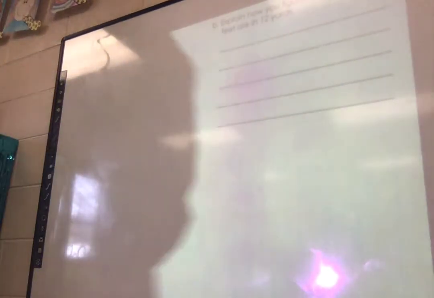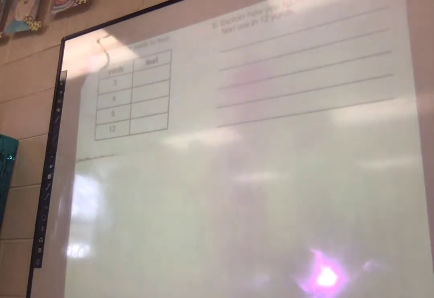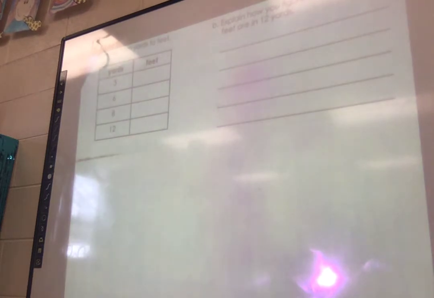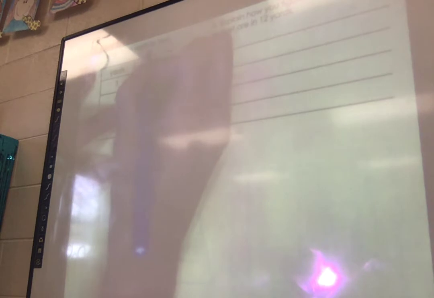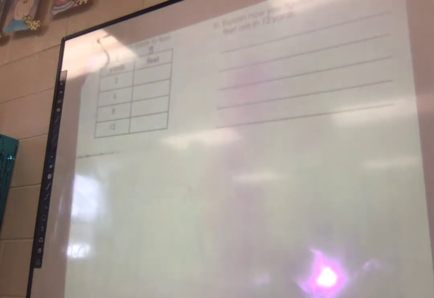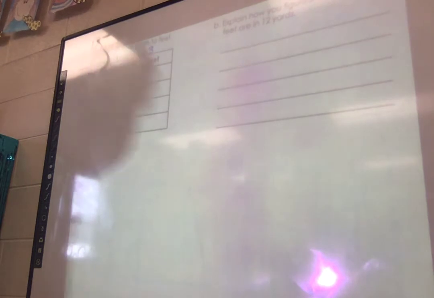All right, so we are talking about conversions. We are converting what units? Yards to what? Feet. Does anybody remember how many feet are in 1 yard? How many feet are in 1 yard? Amara? 3. There are 3 feet in 1 yard. That's always the easiest way to start. Always start with how much is in 1 and then work your way up.